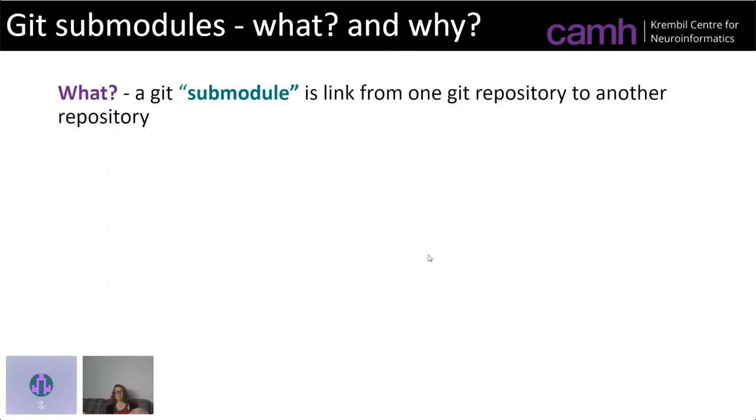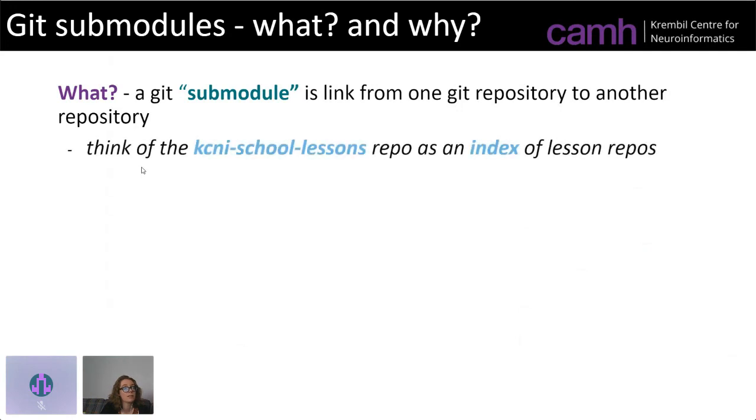So a submodule, this is like next level Git. A lot of people don't use this, but in the course we did, so I need to tell you about it. A Git submodule is one Git repository that's nested inside another Git repository. So you can think about the KCNISchool lessons repo not as one big repository, but as, in some cases, an index or web index of multiple other repos.